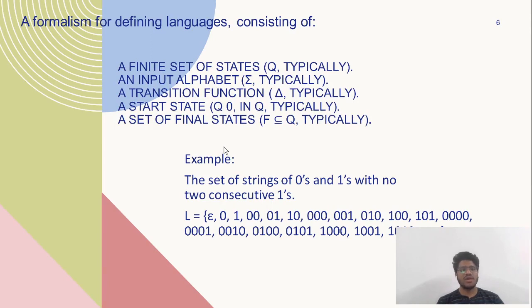Next, a formalism for defining languages consisting of a finite set of states Q, typically an input alphabet Σ, typically a transition function delta, typically a start state Q0 in Q, typically a set of final states F subset of Q. Example, the set of strings of zeros and ones with no two consecutive ones. L starts from 0 and ends with 1010 and so on.